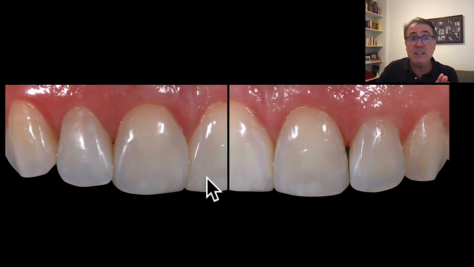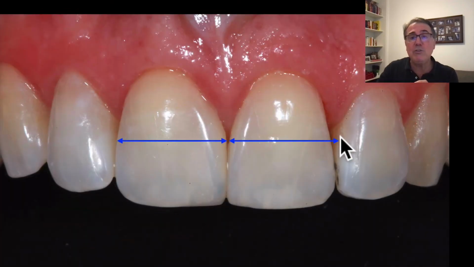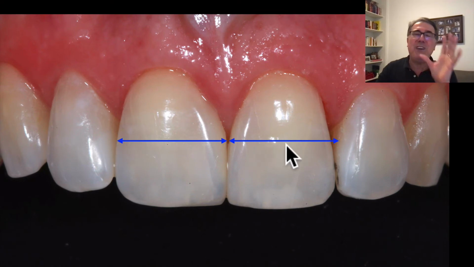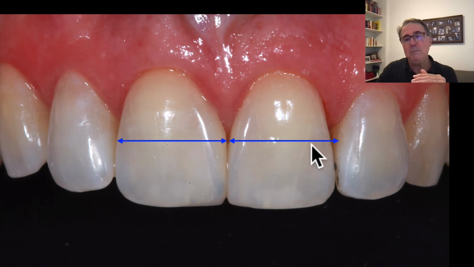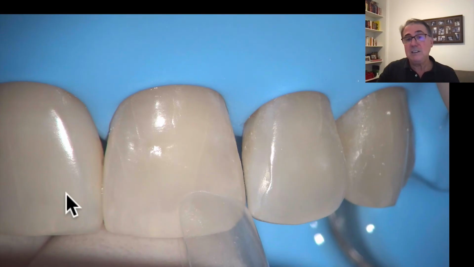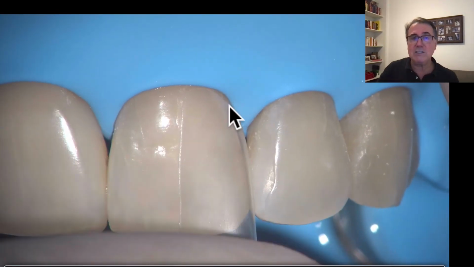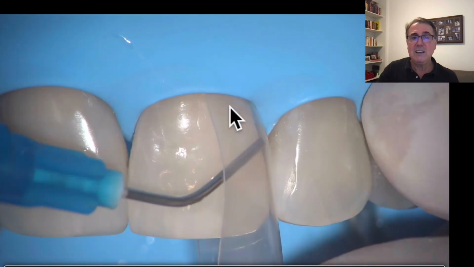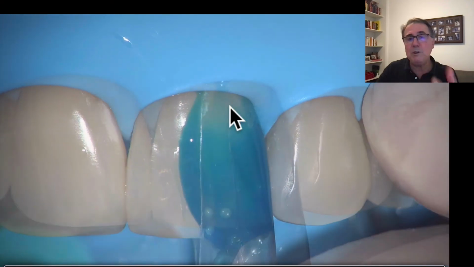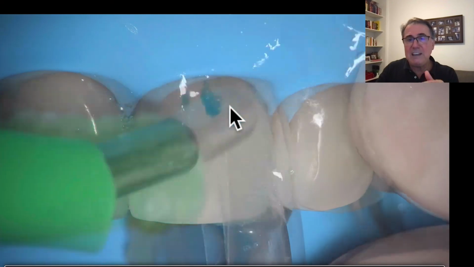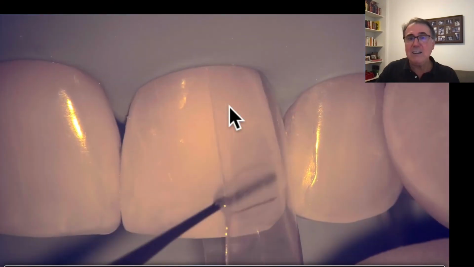And you see here that one tooth is just a little bit smaller than the other one in this area between the middle third and the cervical third. So she wanted me to get this a little bit bigger. Now it's easy using the BT matrix. It's very easy to do that. Just one matrix, very fast, very easy.